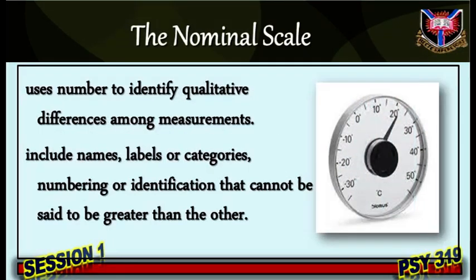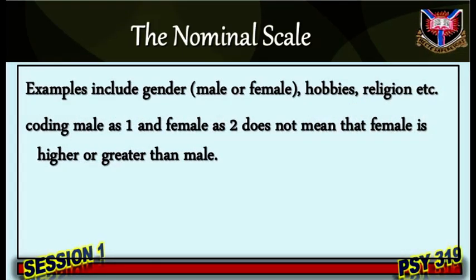The nominal scale. A nominal scale uses numbers to identify qualitative differences among measurements. The measurements made by a nominal scale are names, labels, or categories, and no quantitative distinction can be drawn among them. In other words, nominal data are more of categories, labeling, numbering, or identification that cannot be said to be greater than the other. Examples of variables or questions on nominal include gender, male or female, hobbies.